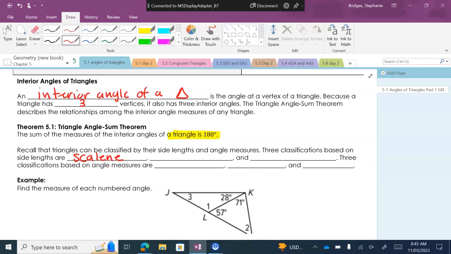Then we have a triangle that has two side lengths that are the same. That is isosceles. Okay, isosceles is a triangle with two of the lengths that are the same. And then the third one would be all three sides are the same. Does anybody remember what that's called? Starts with an E.